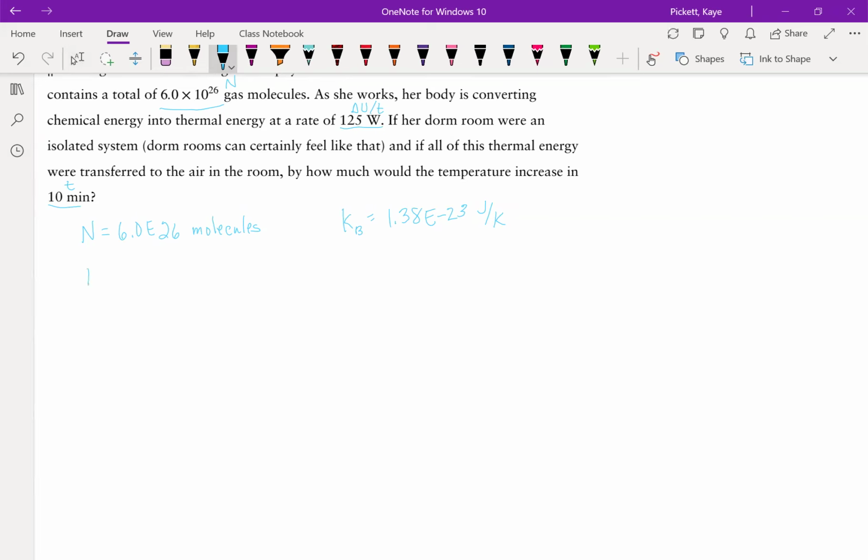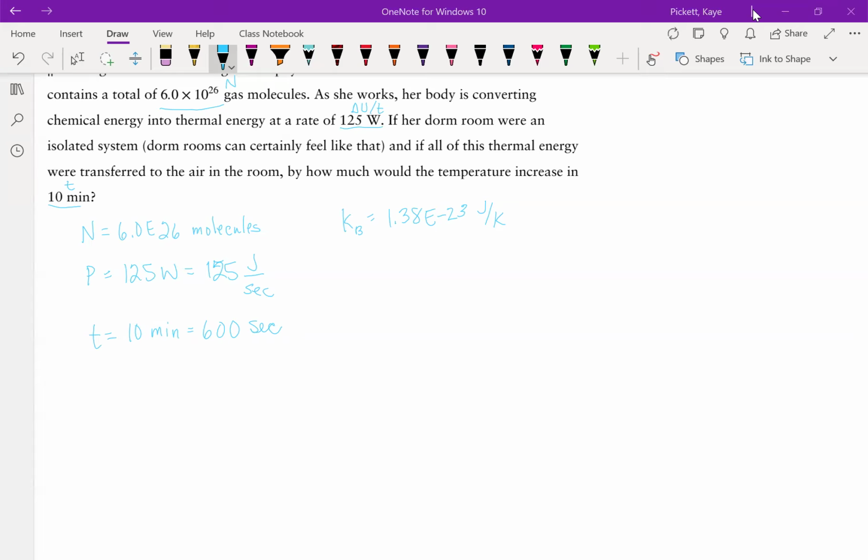Well, we know that the power is 125 watts, which is 125 joules per second. And we have the time is 10 minutes. Well, there's 60 seconds in a minute, so that's going to be 600 seconds. So now it looks like I'm pretty good. So we can go to our equation sheet if we want.